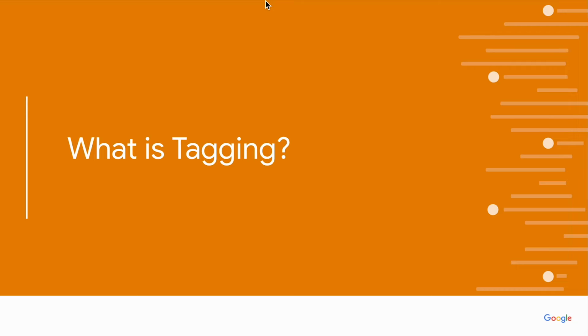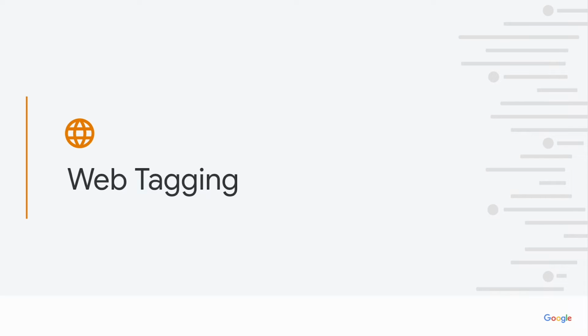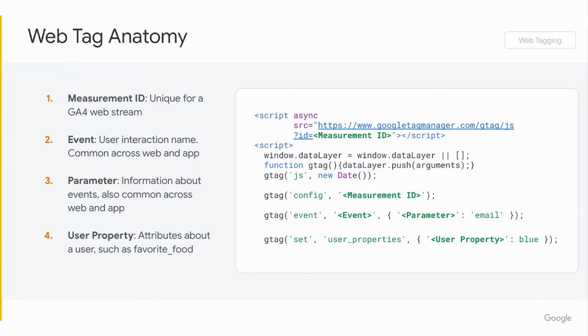Web tagging is important because it's one of the foundational elements to understanding how your users interact with your company through your website. Google offers multiple products in this area, including gtag.js and Google Tag Manager, otherwise known as GTM. We're going to talk about each one of these and how you can use them to collect information for your GA4 property, starting with gtag.js. To set up gtag.js, you simply need to add a snippet of code to your website.